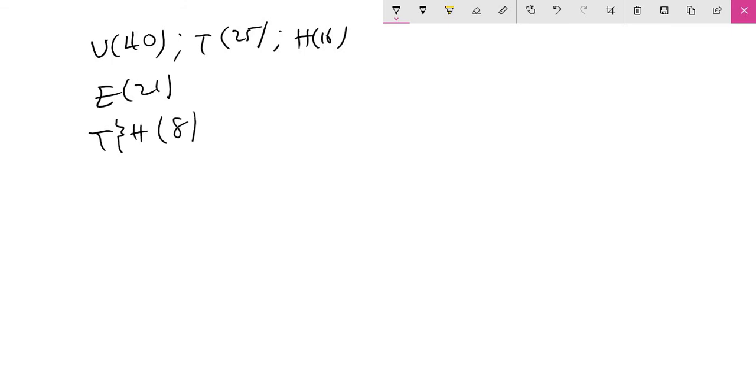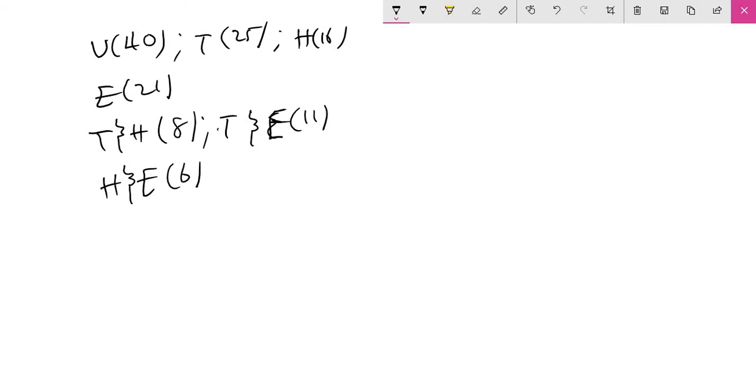So again, the universal set is 40, and 25 speak Twi. So I'm just going to say T is 25. And then we have 16 speak Hausa, so H is 16. And 21 speak Ewe, E is 21. And each of the students speaks at least one of these languages. So 8 speak Twi and Hausa, so T and H has 8. 11 speak Twi and Ewe, so Twi and Ewe has 11. And 6 speak Hausa and Ewe, Hausa and Ewe has 6.